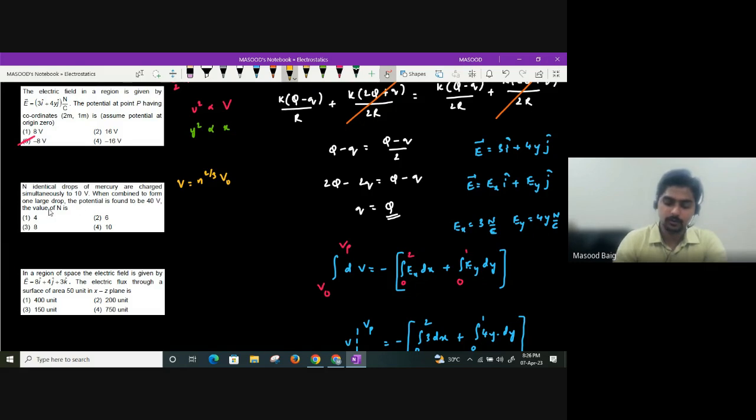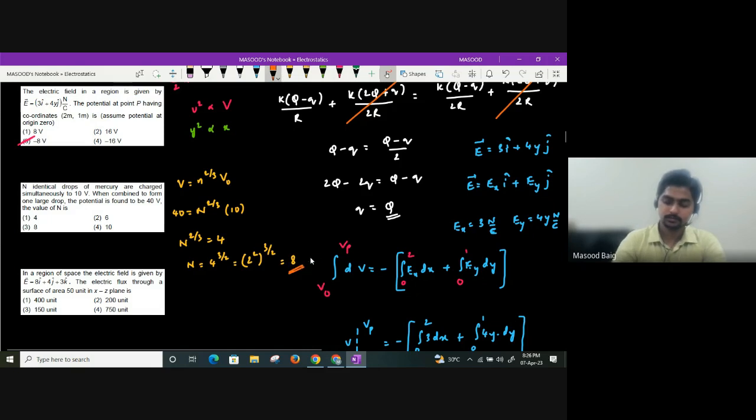When combined to form one large drop, the potential is found to be 40. This 40 will be equal to N power 2 by 3 times the initial potential. What is initial potential, beta? For each drop, it is given as 10. So what will I get? N power 2 by 3 value will be 4. So if I want to find N value, what will I do? 4 power 3 by 2 I will write, or not? What will I get? I can write it as 2 square whole power 3 by 2. Yes or no? So how much will I get, beta? 8 drops you are going to get.